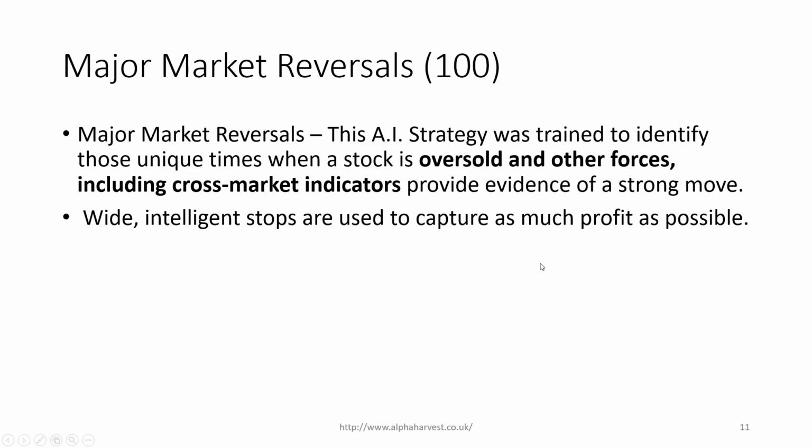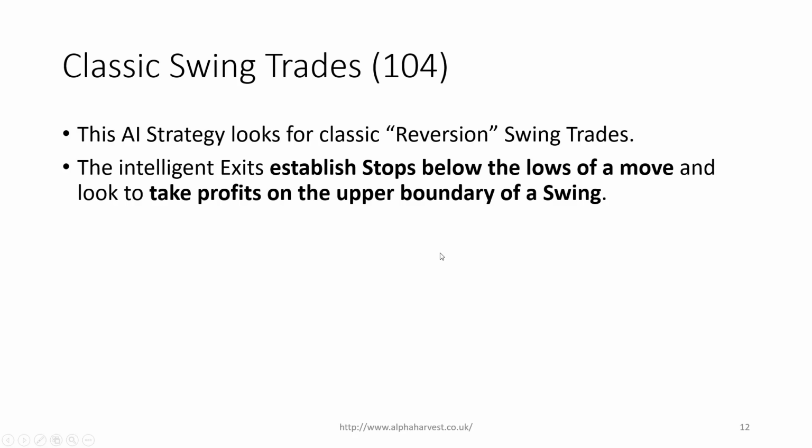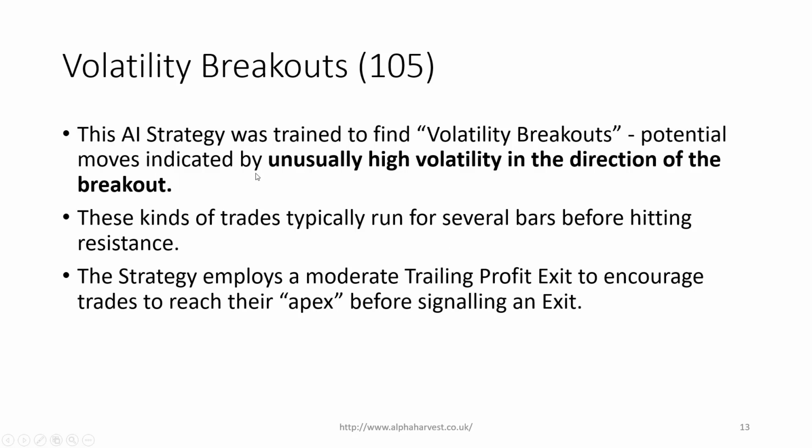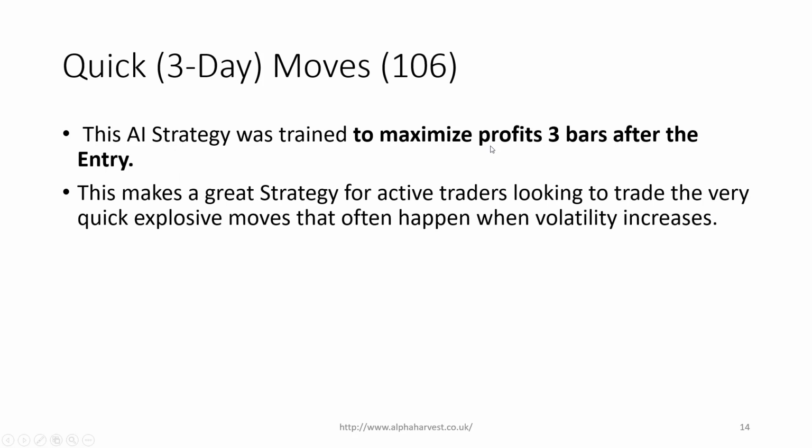So major market reversals is a fantastic strategy. Look for extreme oversold conditions. Classic swing trades is the reversion to the mean type strategy. Volatility breakouts is where we're looking for unusually high volatility in the direction of the breakout. So it's another fantastic AI trading strategy. 3-day moves, classic swing trade situation where you're in a trade and you're out after 3 days.